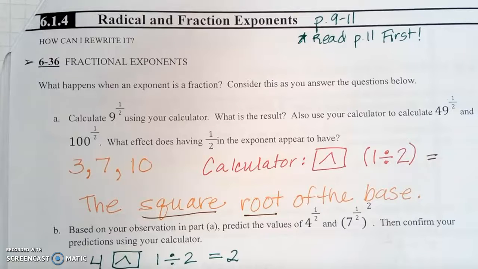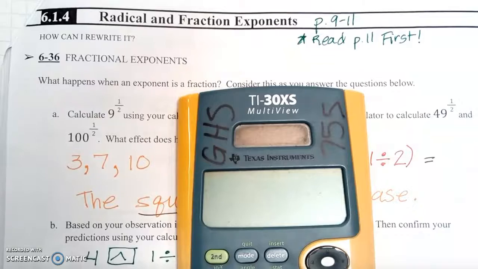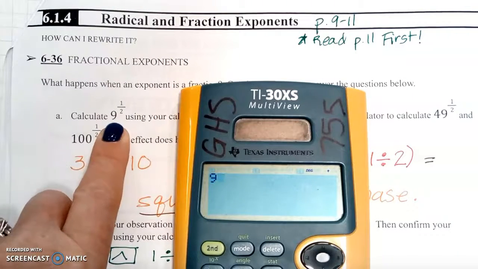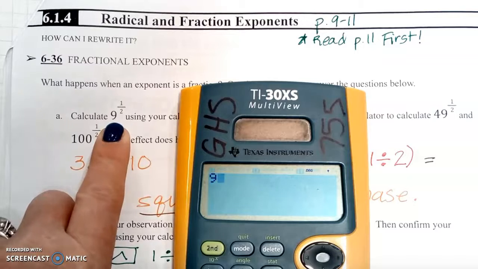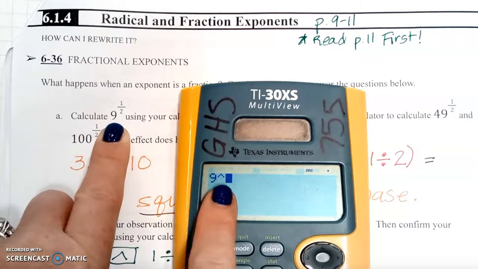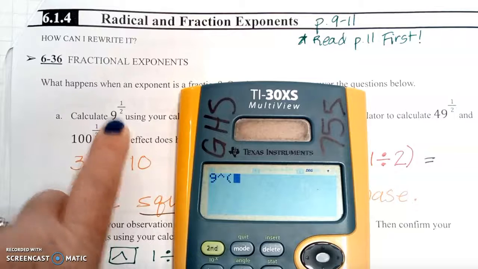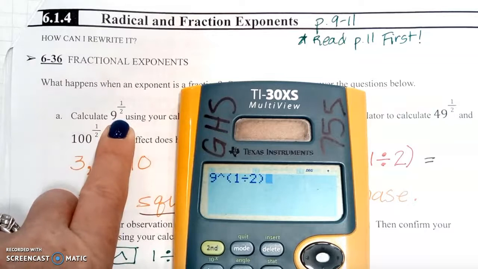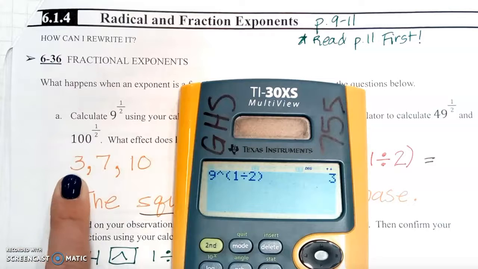For part A, they want us to calculate 9 to the 1/2 using your calculator. Okay? So if you have your own calculator, great. If not, you can use the Desmos Scientific Calculator. But basically, you're going to type this base of 9. You're going to use this button that's called a caret. It looks like a little arrow pointing up. And then in parentheses, you're going to type the fractional exponent, 1 divided by 2. And then you're going to hit either your equals or your enter. And it's going to give you this first answer of 3.